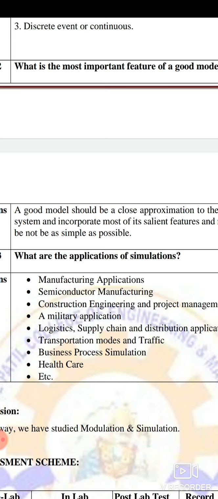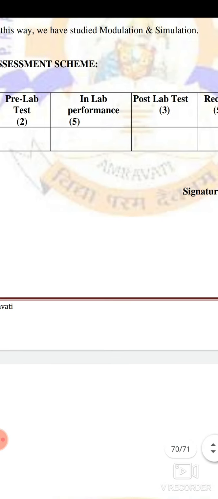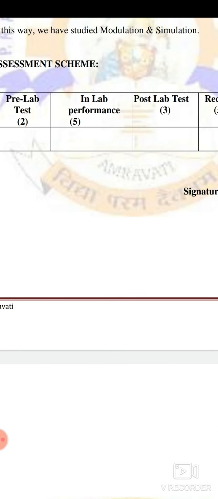So thus we have studied simulation and modeling. Here we end all our practicals, practical number 1, 2, 3, 4, 5, 6, 7 and 8.